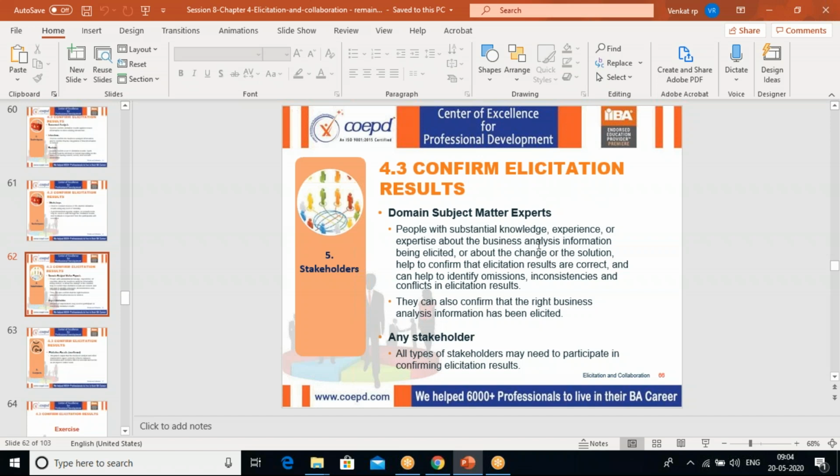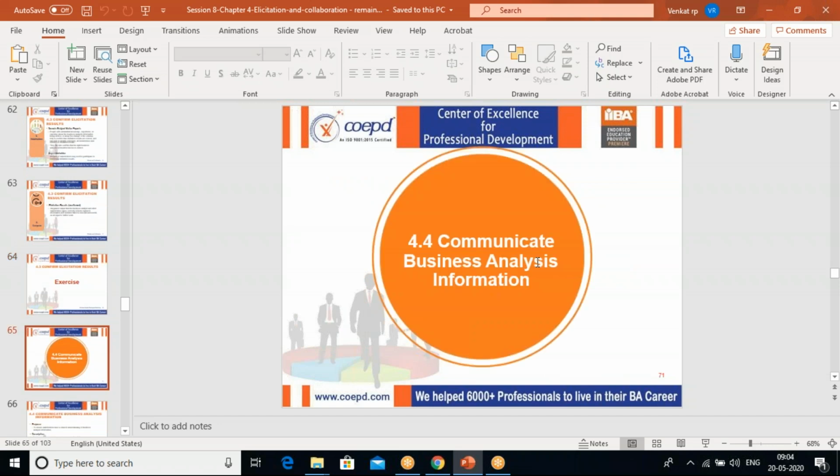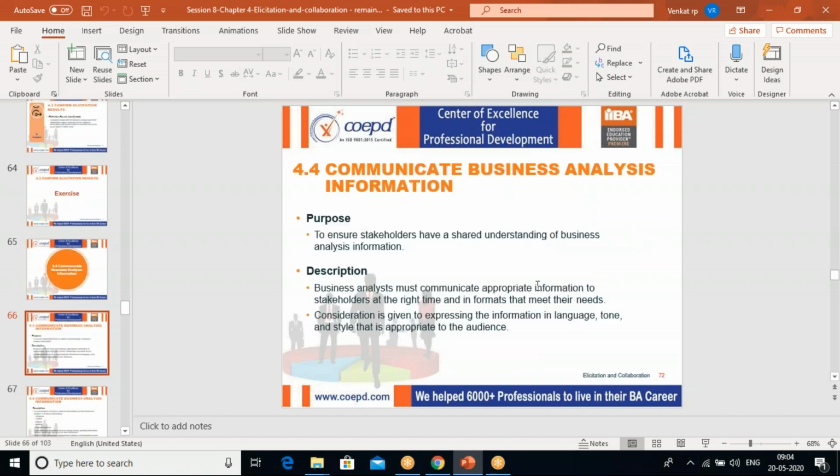Hope you are getting connected to the subject I'm trying to ask you. Slowly, with respect to the case study, you're now able to guess who can confirm the results here, right? Who can be involved as stakeholders here. And the output, what will be the output? The output will be the elicitation results confirmed. Fine, clear on this? Hope you got these two tasks. The first task is conduct elicitation and the next task is confirm elicitation results. You're clear on that? Okay, next we have to communicate business analysis information. What is the next task? We have to communicate business analysis information.